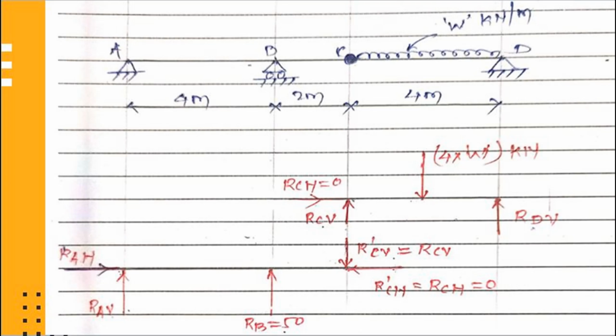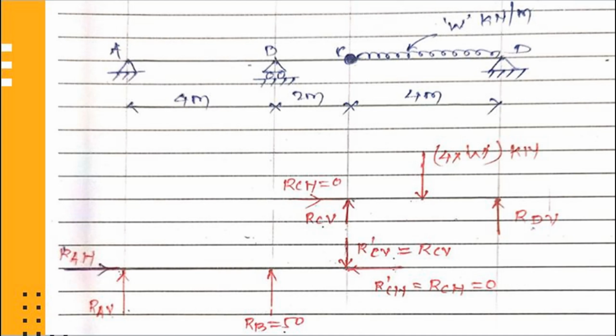Now, first of all, we will give a reaction at point D. RDV is in upward direction. Now, we will give a reaction at point C. Suppose that RC is inclined and lying in third quadrant. First of all, we have to resolve that RC into two components, that is RCH and RCV.